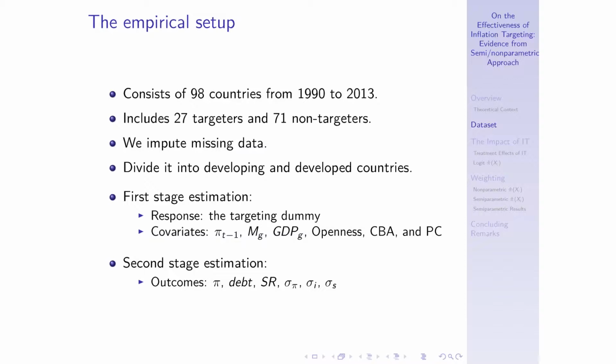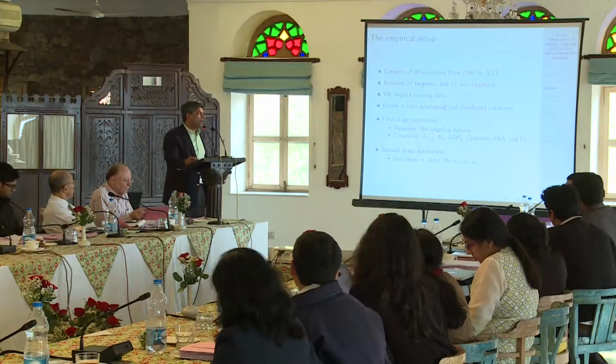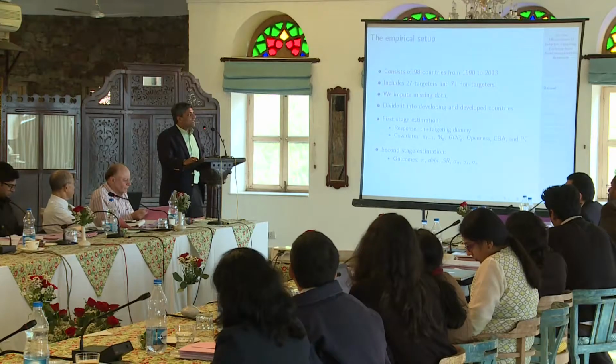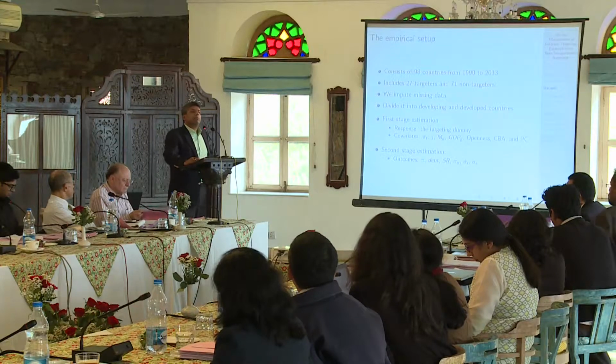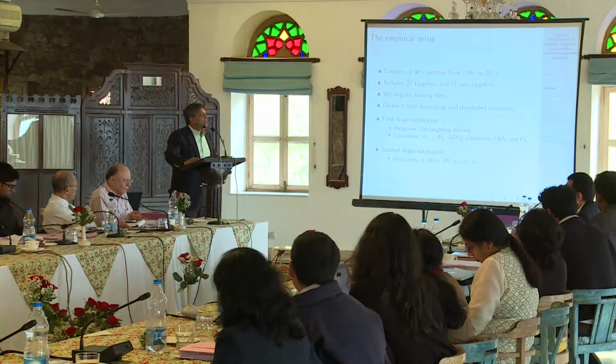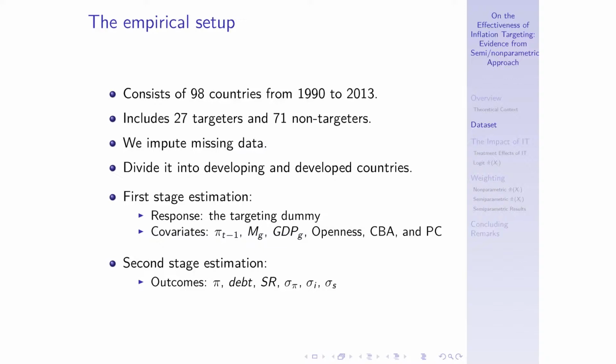The empirical setup is that we have 98 countries, and there are 27 targeters and 71 non-targeters. There is a missing data problem as well, and we use a Bayesian method to calculate the missing data. We also divide this sample into developed versus developing economies. And as I said, in the first stage, to calculate the probability of adoption of inflation targeting, we are using the central bank asset to GDP ratio and the private credit to GDP ratio.